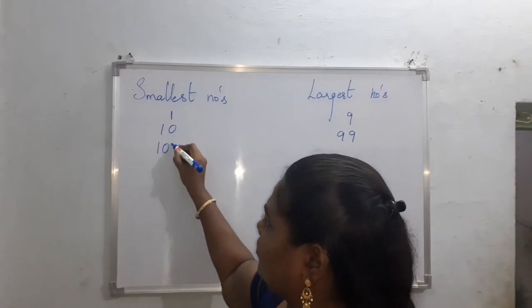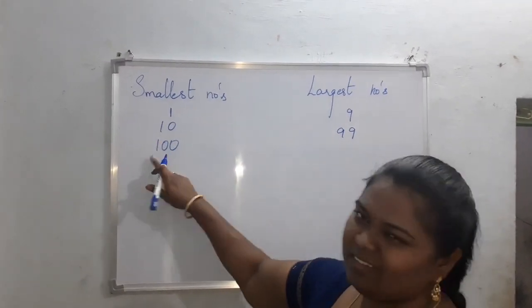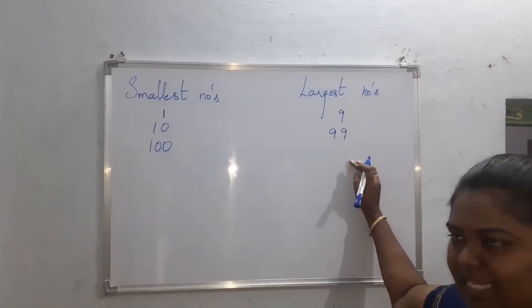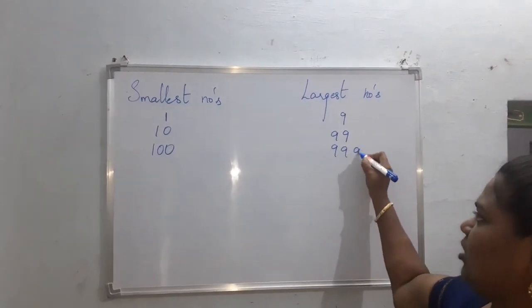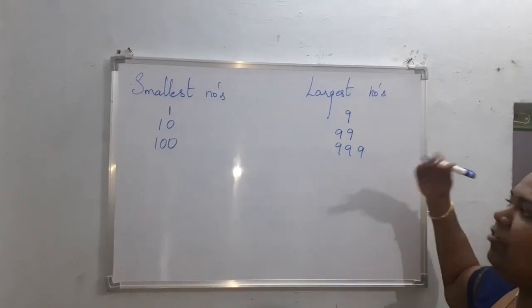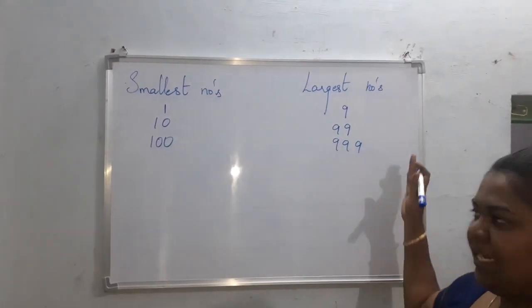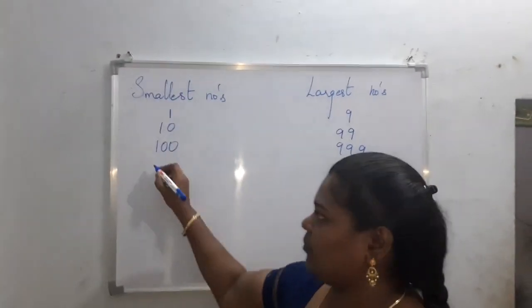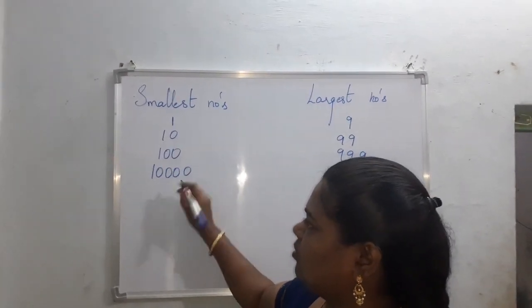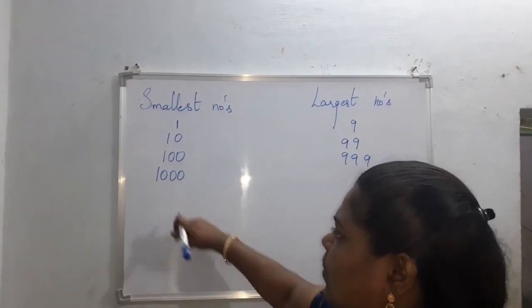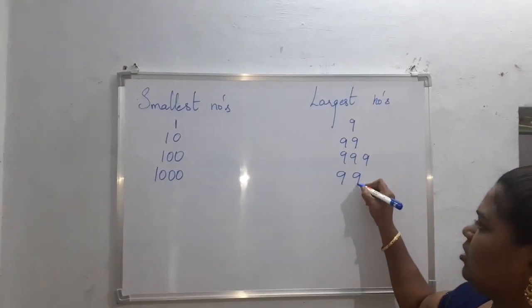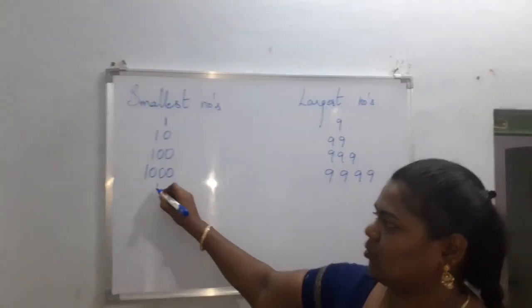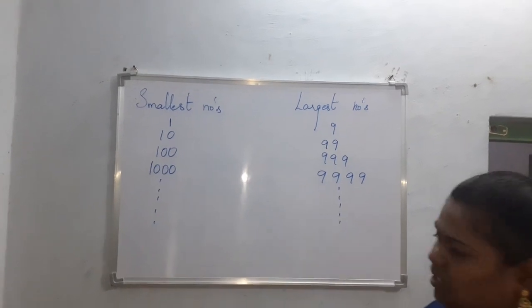Next, the smallest 3-digit number is 100. It's basically 1 with following zeros. And largest numbers will always be 9s. 3 9s here, that is 999. If you go for the next number, that is after 999, you will get 1000, which is nothing but the smallest 4-digit number. 1000. And this would be 9999, the largest 4-digit number. And this continues.